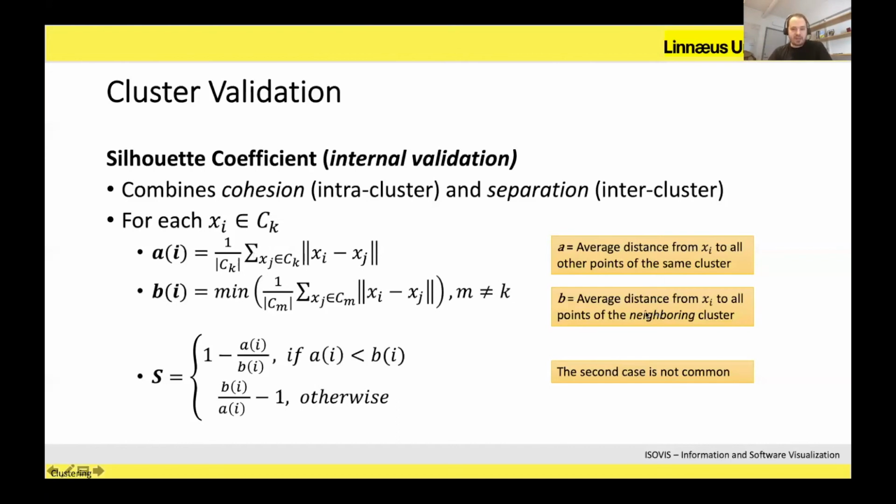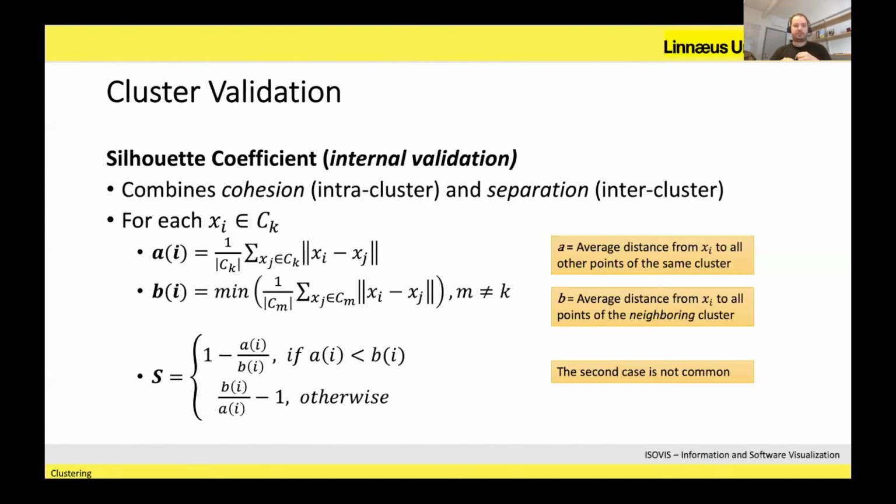Then you have B, which is the average distance from xi to all points of the neighboring cluster. And again, this is the definition here with its minimum. It's the same thing that we saw with purity, for example. The concept of a neighboring cluster is not something that's written in stone. It's not something that is super clear.